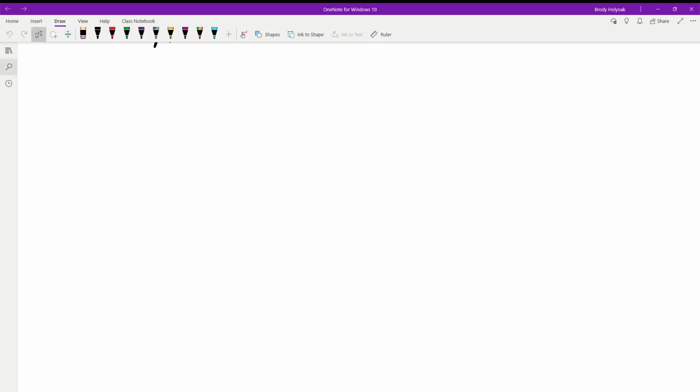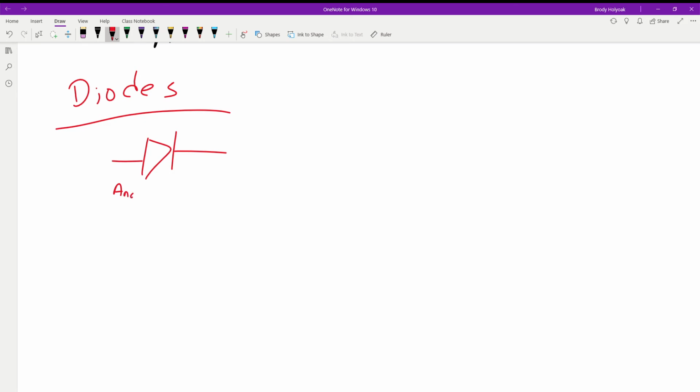Alrighty, I'll go to draw. Alright, so diodes. When we have them in a circuit, the schematic symbol is going to look like this. We've got our anode and our cathode. This is the negative side, the cathode, your anode is positive. When you look at them, they'll look like that, physically. So when we have those, that's how they're designated with the negatives.